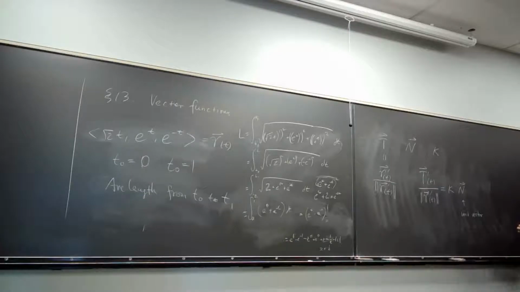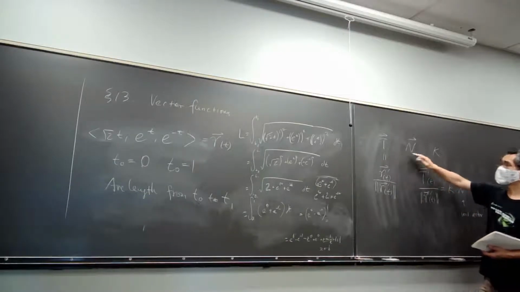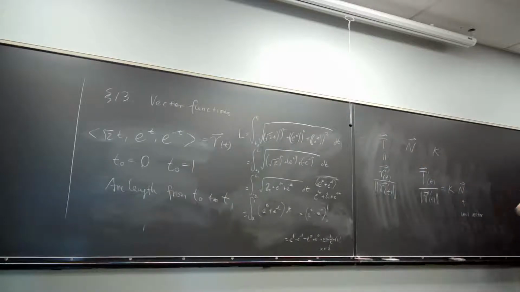T is a unit vector, N is a unit vector. T points in the direction of the curve, and N points in the direction of the turning. So if you're turning left, then N points to the left. If you're turning right, then N points to the right. And N points to the center of the turning.